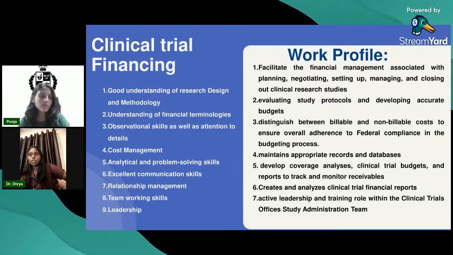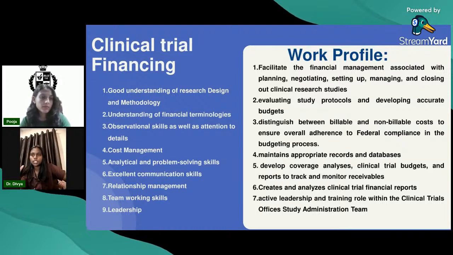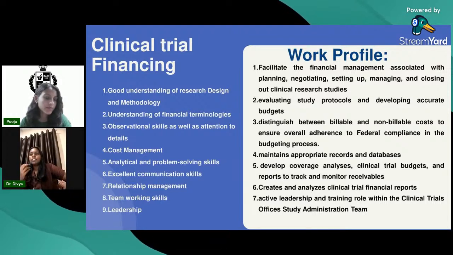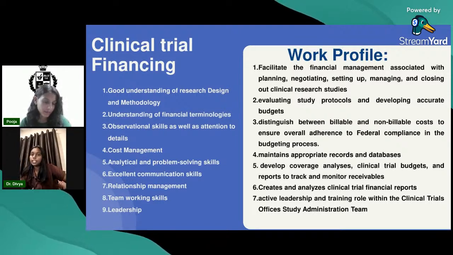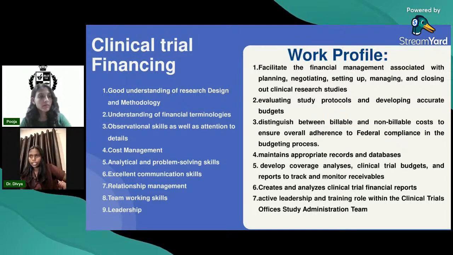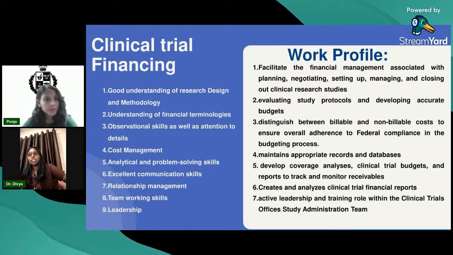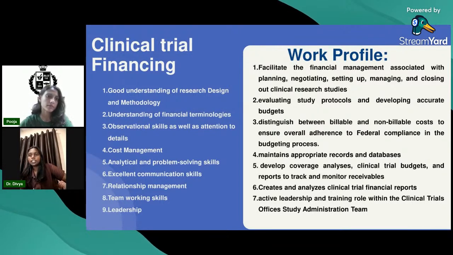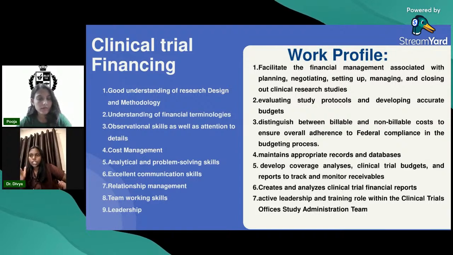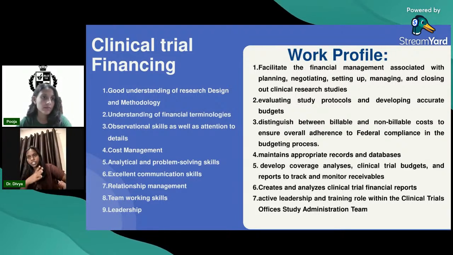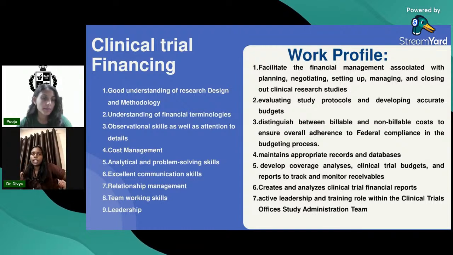So these people will design a budget for you, they do the negotiation for you, they will distinguish between the billable cost and non-billable cost, they will ensure the overall process is according to the federal regulations, they will maintain the appropriate databases regarding the financial aspect of the clinical trial, they will report the financial reports, and they will actively train the clinical trial operation team for finance management.